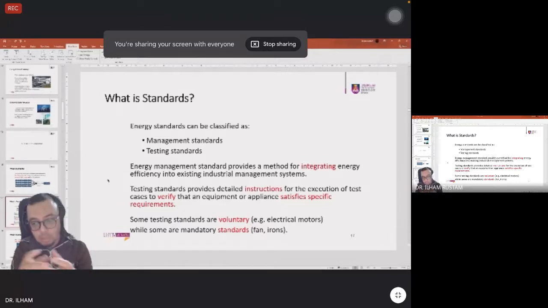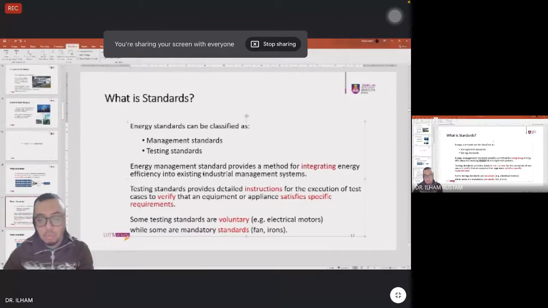So, how to put it, when we talk about management standards, we are not talking about the machine itself. We are talking about human capital, which is the management system. And testing standards provide detail.